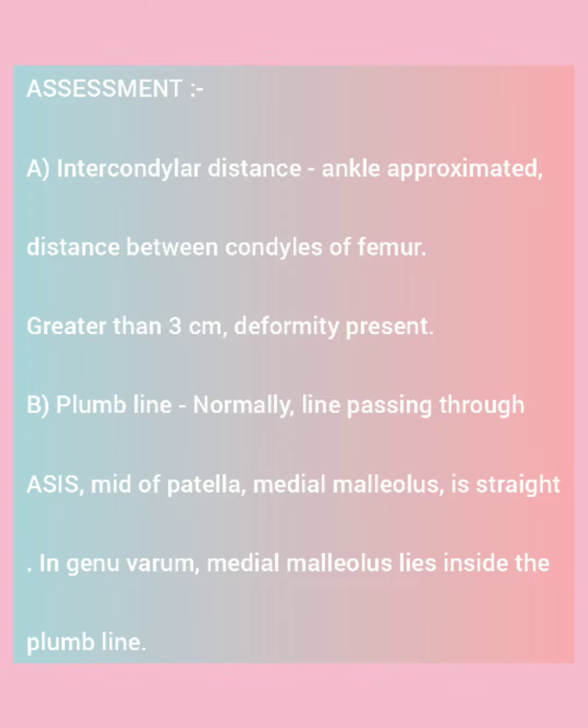Second, plumb line. Now what is a plumb line? Normally a line passing through the ASIS, that means the anterior superior iliac spine, the mid of patella and the medial malleolus will be straight. But in genu varum, when you draw a line, the medial malleolus lies inside the plumb line and the mid of patella will automatically be outside.